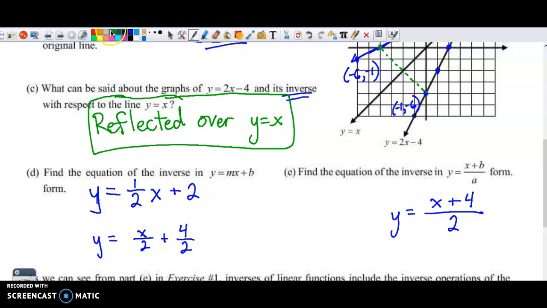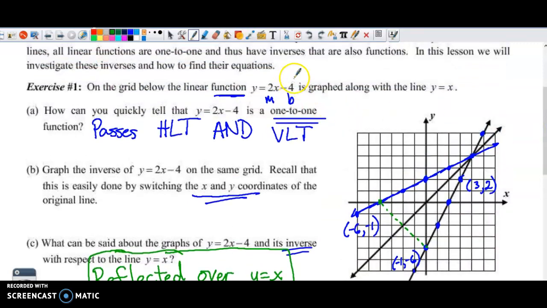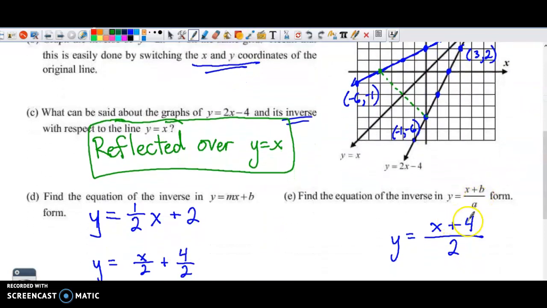And let me get to the point on this problem. Whether or not you realize it, what you're doing is the inverse operations of these two pieces. And what those two pieces are, instead of multiplying by 2 and subtracting 4, well, you would have to add 4 first and then divide by 2.